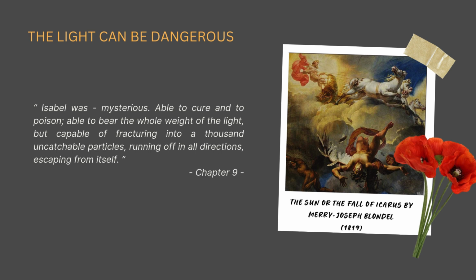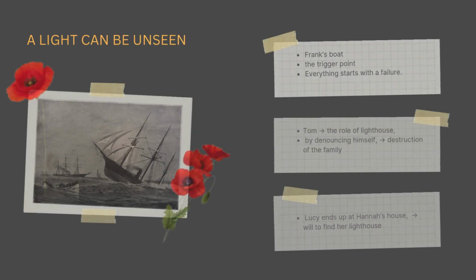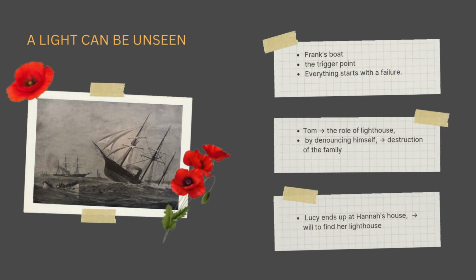Isabel is an unstable, fickle beacon who plays with the light as she pleases. The lighthouse and its light help guide ships in distress to port. Sometimes, however, it fails both literally and metaphorically.